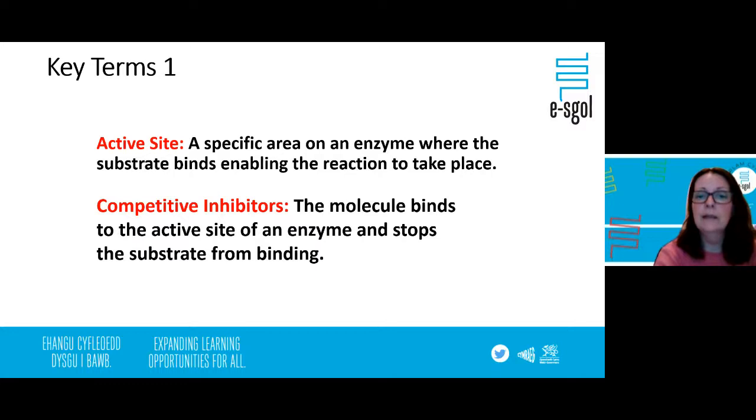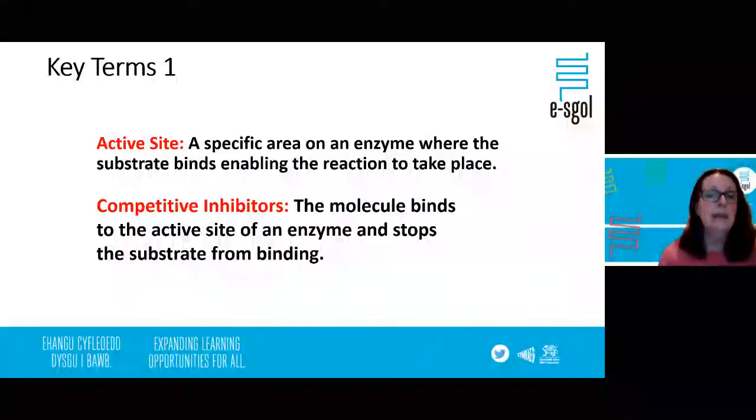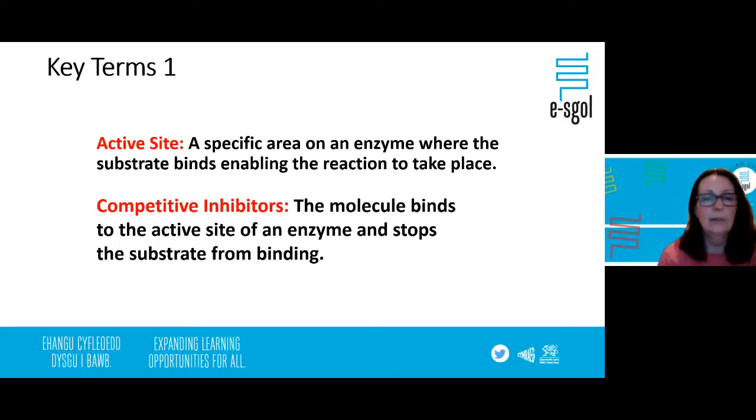So let's have a look. The active site is a specific area on an enzyme, and it's the active site that is important for the substrate to join into the enzyme to enable the reaction to take place. If you remember from GCSE, sometimes the active site can become distorted when an enzyme is denatured, when there is a change in perhaps temperature or pH away from that optimum. So the active site is a very specific area, and we will look at that later when we look at inhibitors and see how they work.